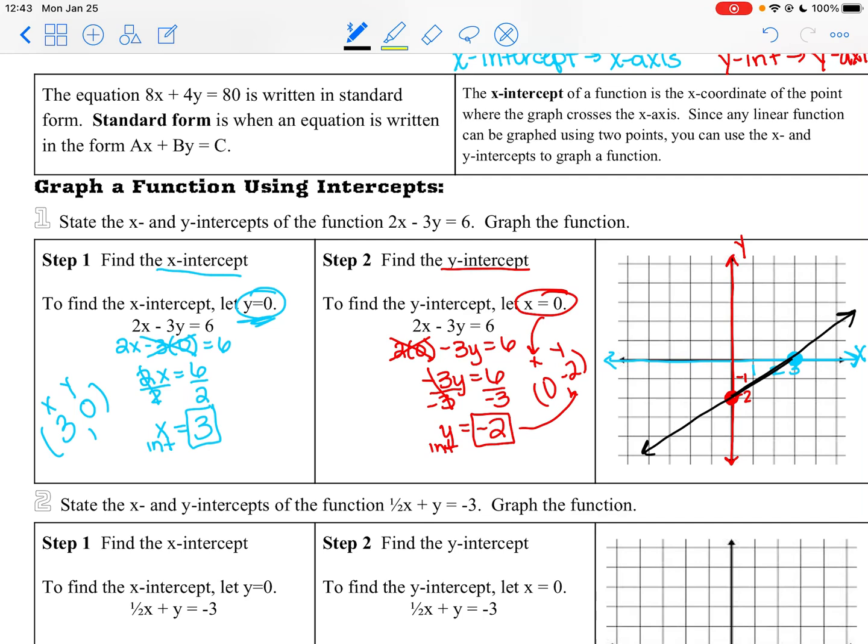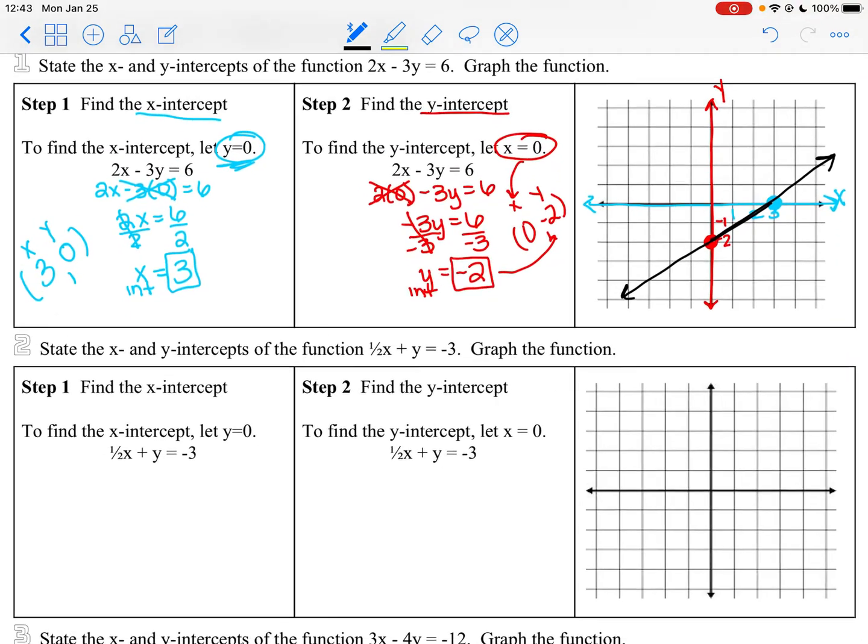So now this is the same line that I would have graphed if I had put it into slope-intercept form. It's just that I found a different way to get there. So I graphed this one using the x and y intercepts this time instead of doing the work to change it into slope-intercept form. So we're going to look at this with another equation.